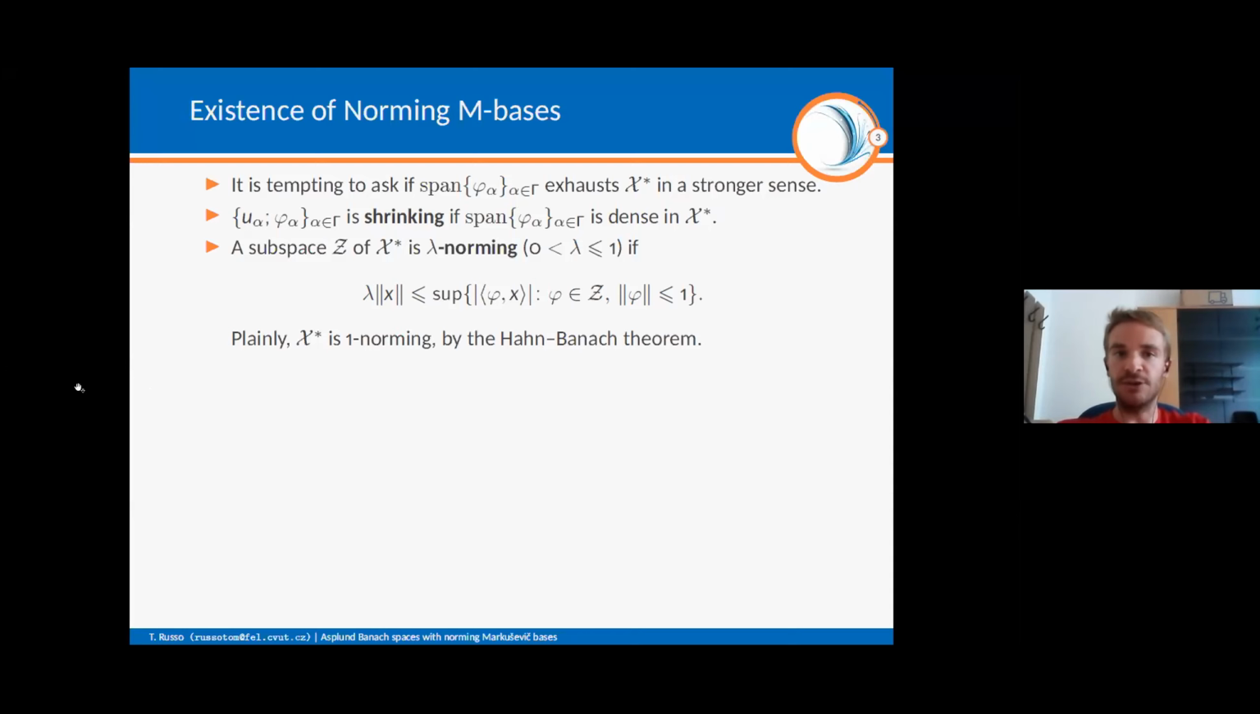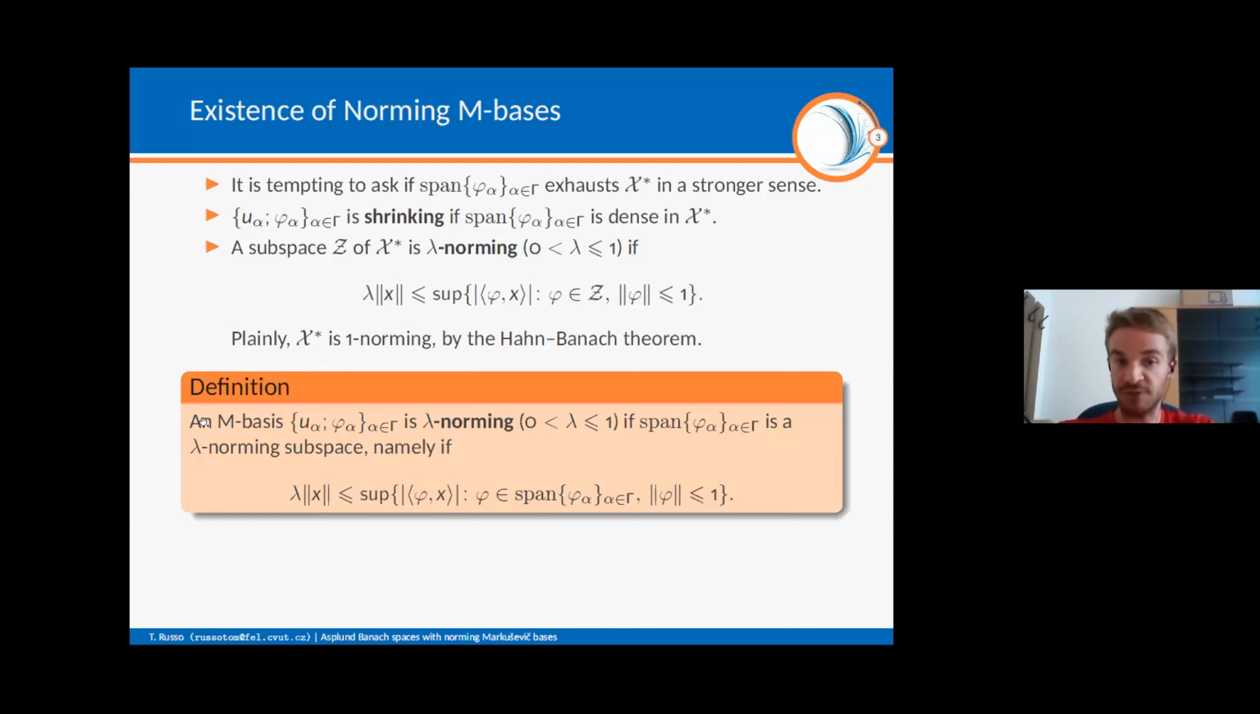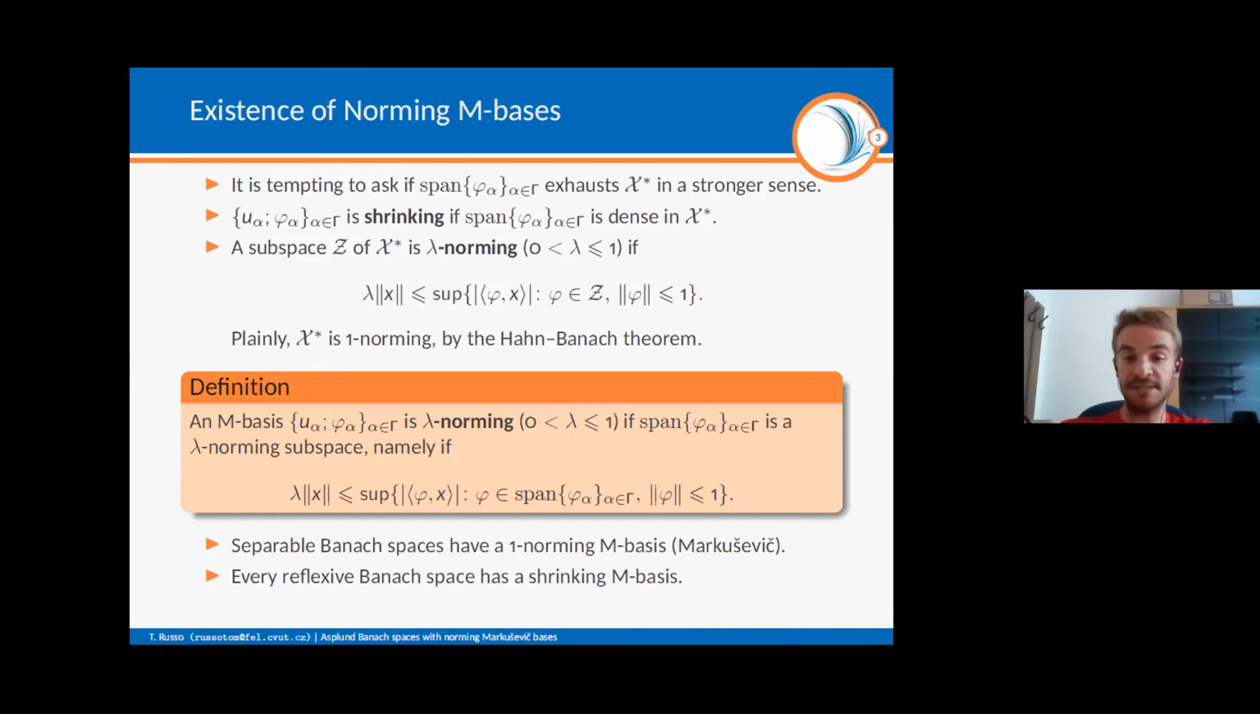And having this notion of normingness, of course, we can define a Markuševič basis to be norming if the linear span of these finitely supported functionals is a norming subspace. So a basis is norming if the span of phi alpha is a norming subspace, namely if this formula here holds. And as before, we might ask, what do we know about norming bases? The first thing is that Markuševič's proof does give a norming basis. Or maybe the proof doesn't, but it can be easily adjusted to give a one-norming Markuševič basis.